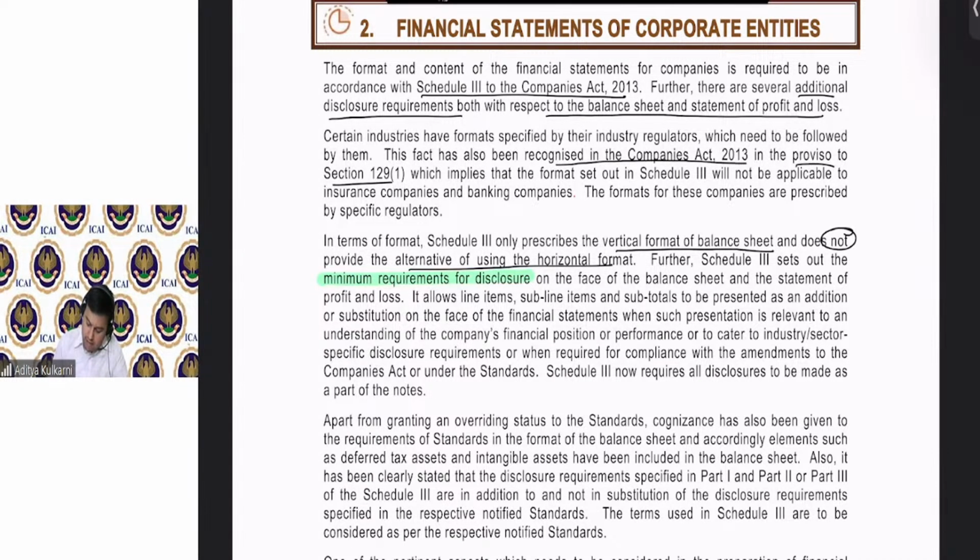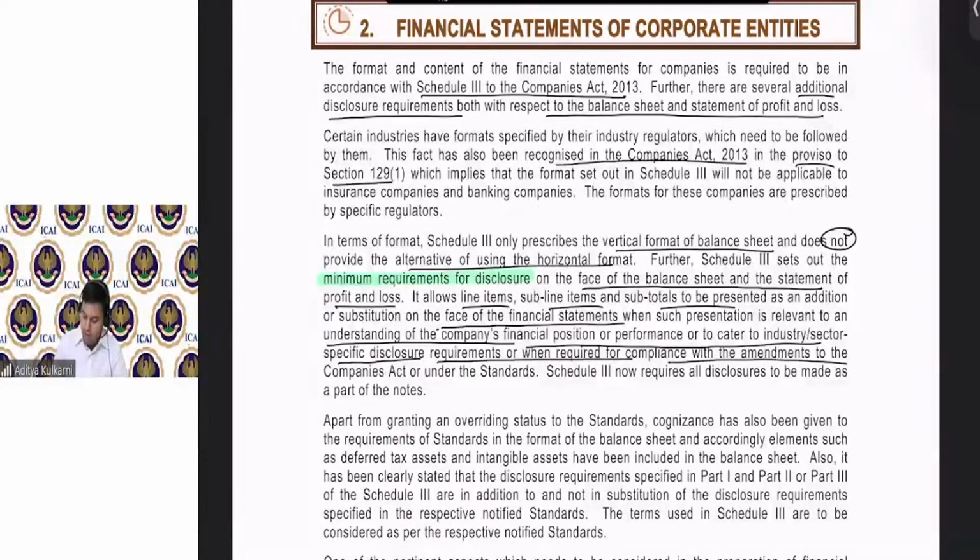It sets out the minimum requirements for disclosure on the face of the balance sheet and the statement of profit and loss. It also allows line items, sub-line items, subtotals to be presented as an addition or substitution on the face of the financial statements when such presentation is relevant to an understanding of the company's financial position or performance, or to cater to industry sector specific disclosure requirements, or when required for compliance with the amendments to the Companies Act or the standards. It is a very big sentence, but the core of this is that the Schedule 3 format is a little bit flexible. You can add line items, substitute line items, put in subtotals and totals the way you want if you believe it is going to give the reader of financial statements a better understanding, or if your industry peers are also following it. So there is a flexibility involved in Schedule 3.